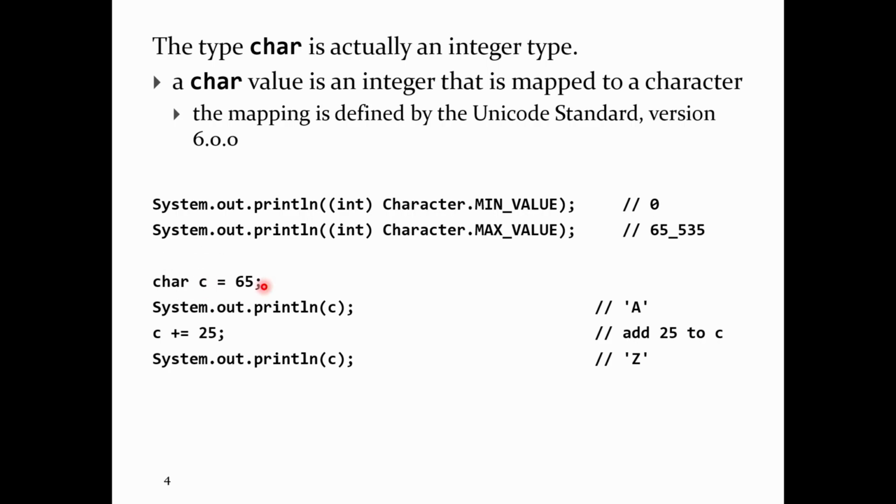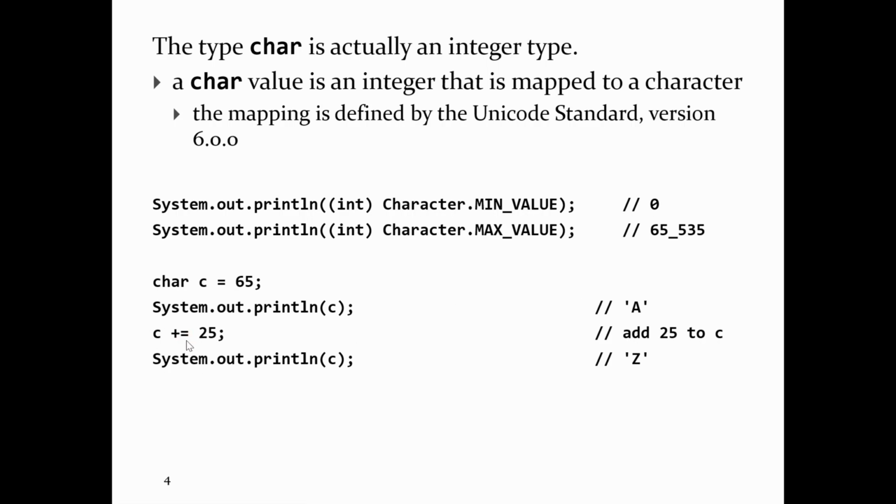So c is the value 65. If you actually print c, you don't get 65, you get the character A. What is the type of c? Well, it's a char. There's a version of println that takes in a char and prints the character value, not its numeric value. So here you get the uppercase A.